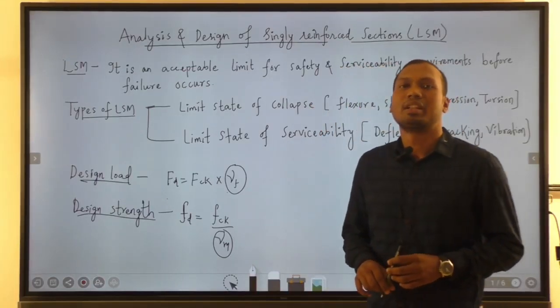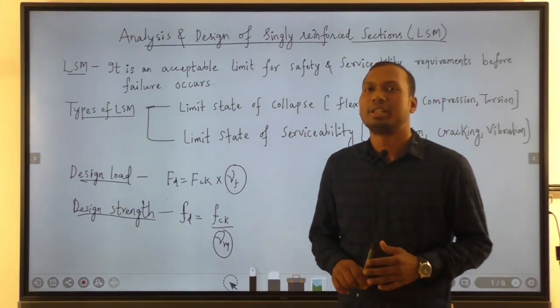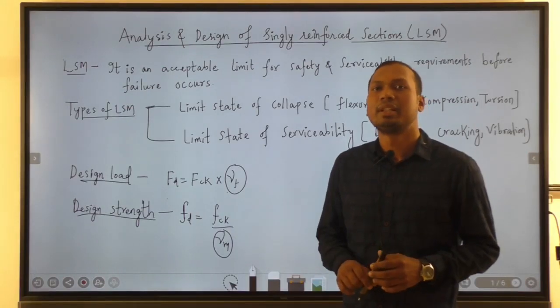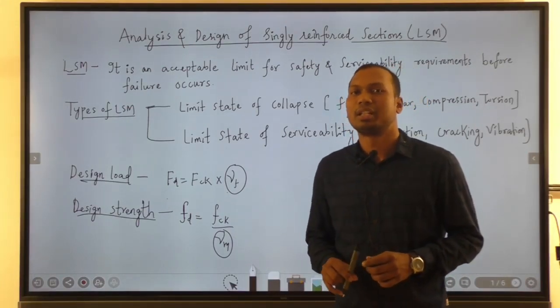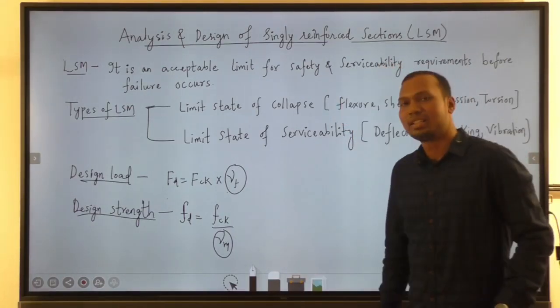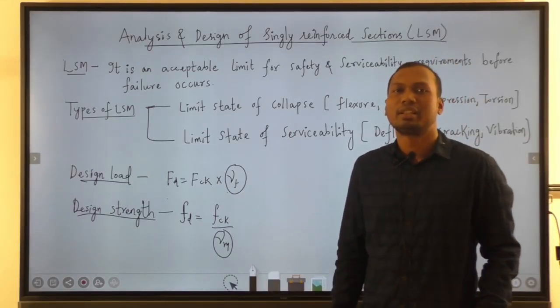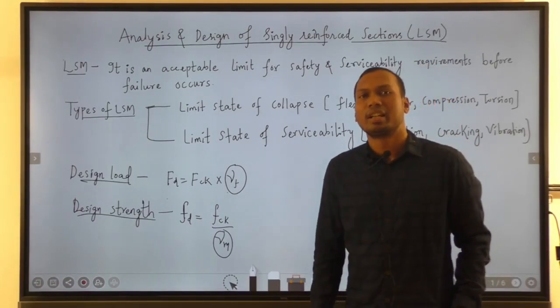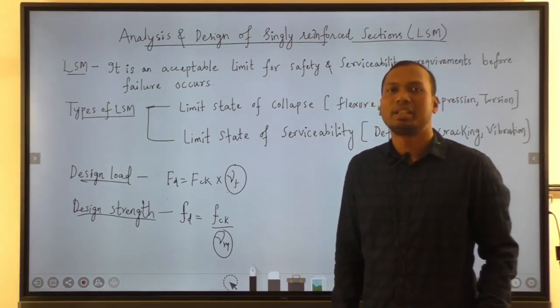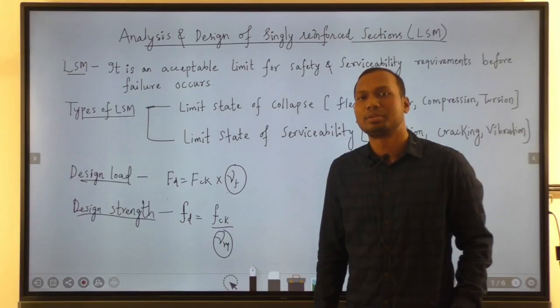Similarly for dead load and wind load combination we have 1.5 and 1.5. In limit state of serviceability again 1 and 1. On the material side, in limit state of collapse we have for concrete 1.5 and for steel 1.15, and in limit state of serviceability for concrete 1 and for steel also 1.